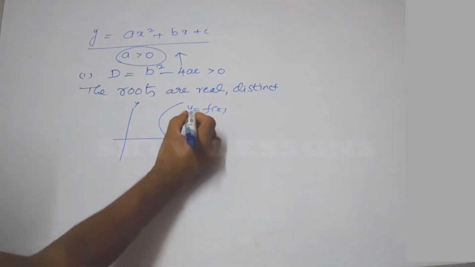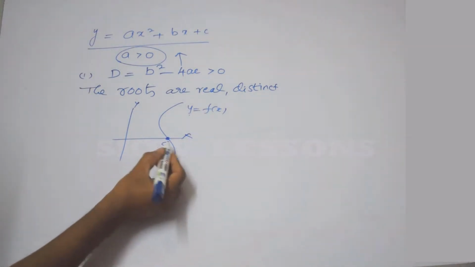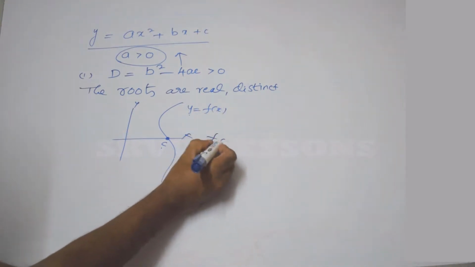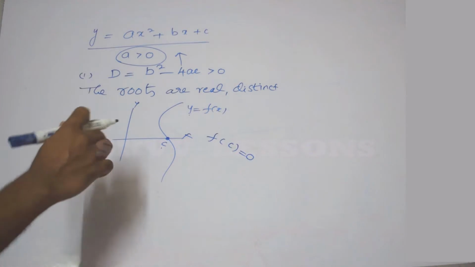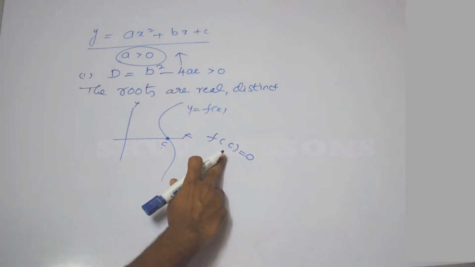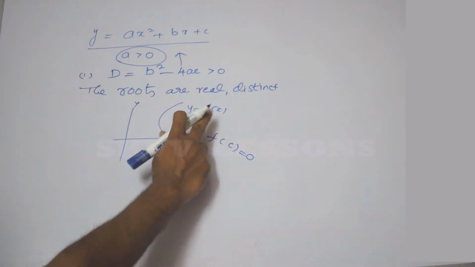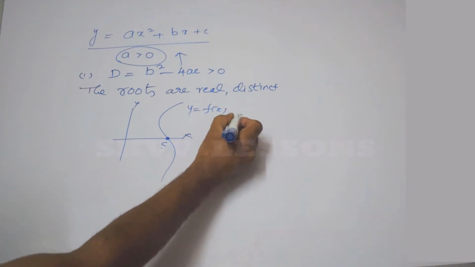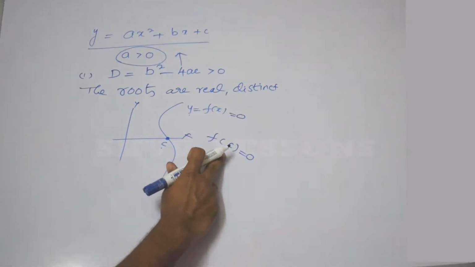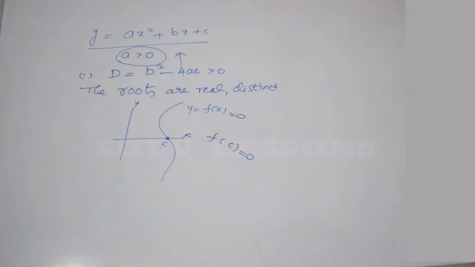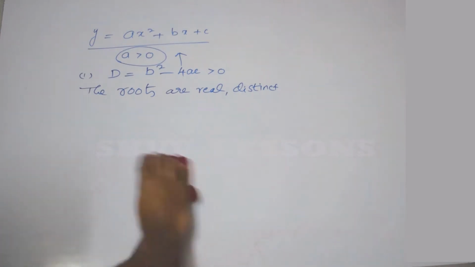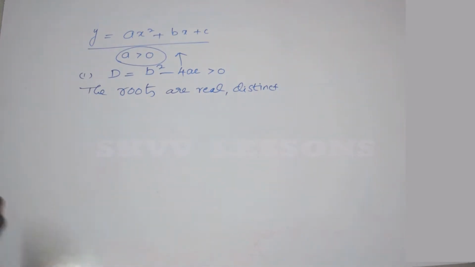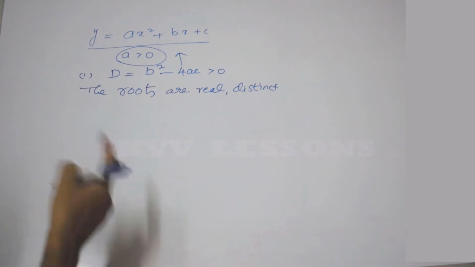That means the y value becomes 0 at x equal to C, so f of C equals 0. That means C is a real number which satisfies the equation f of x equals 0. That's why we call C a root. So the roots of any equation are where the curve crosses or intersects the x-axis.